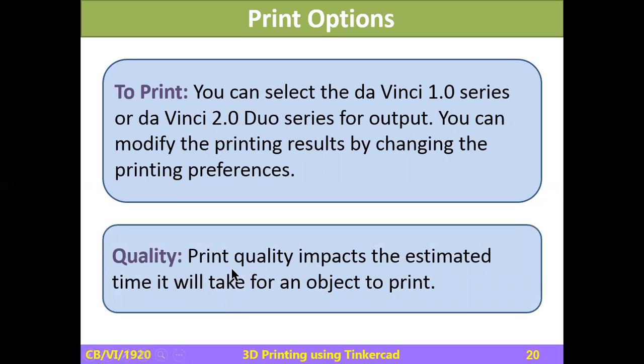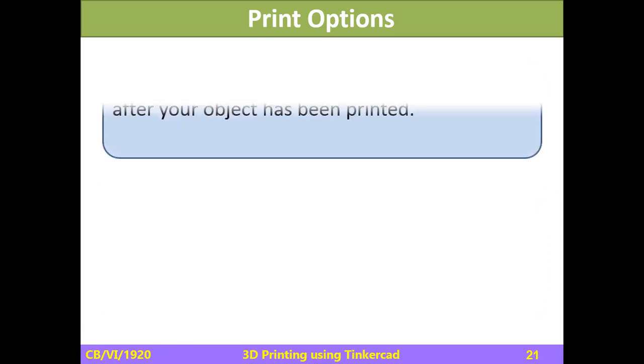Next, quality. Print quality impacts the estimated time it will take for an object to print. अगर उसकी क्वालिटी ज़्यादा रहेगी तो उतना प्रिंट होने में टाइम रहेगा. अगर आप बहुत ही लो क्वालिटी में प्रिंटिंग कर रहे हो तो वो बहुत स्पीड में डाउनलोड होगा. So quality also depends for the printing.